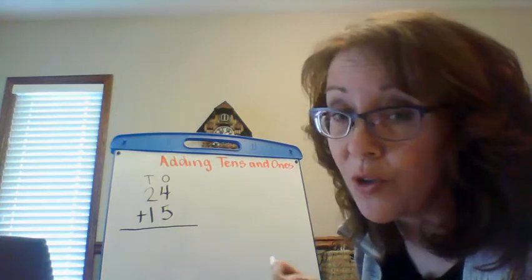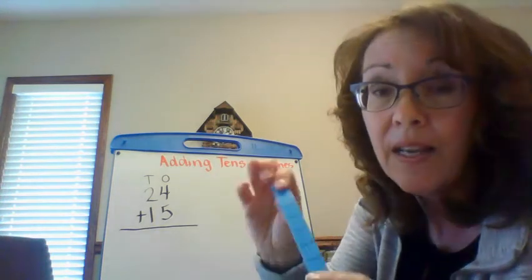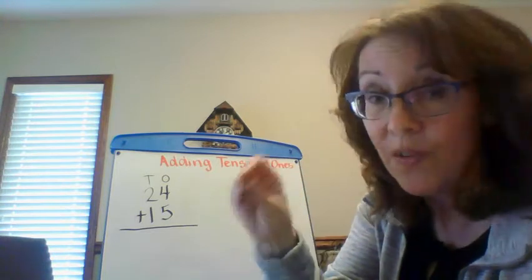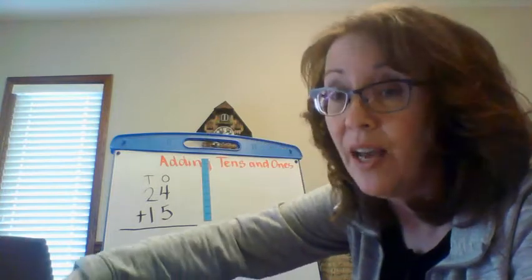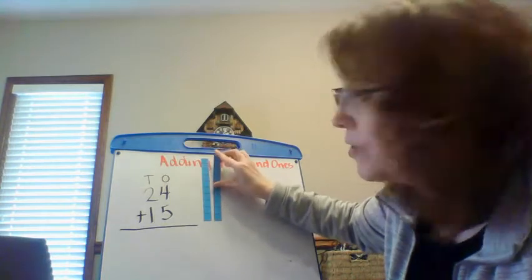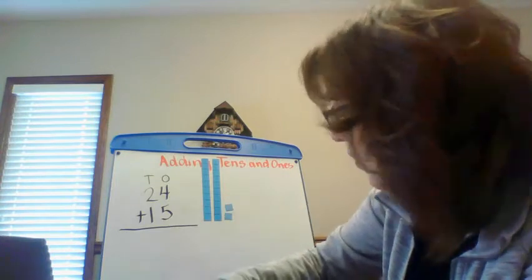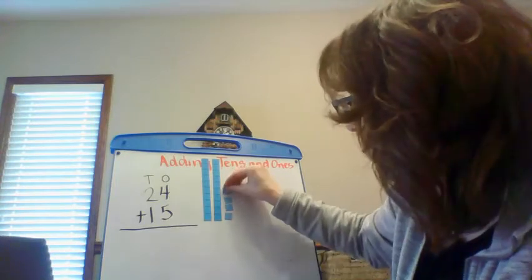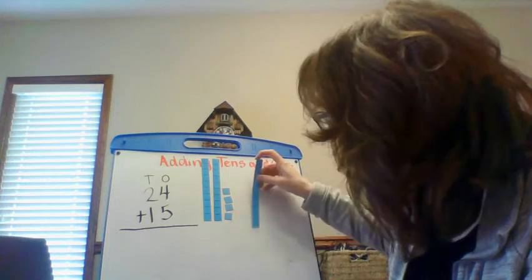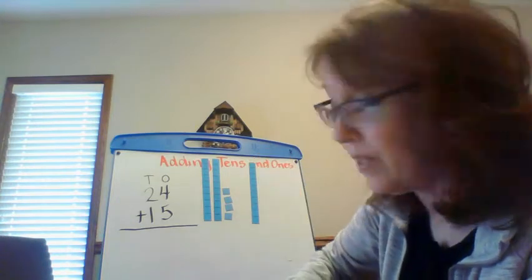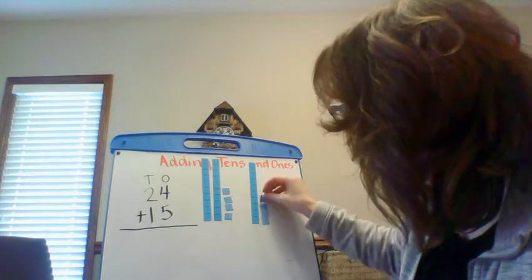The first way I'm going to show you is with base 10 blocks. So here I have my base 10 blocks. I'm going to build both numbers. So first I want to build 24. So here's my 10 and another 10. So 24 is two groups of 10 and four ones. 1, 2, 3, and 4. Now, we also want to show 15. And 15 is made with one group of 10 and five ones. 1, 2, 3, 4, and 5.